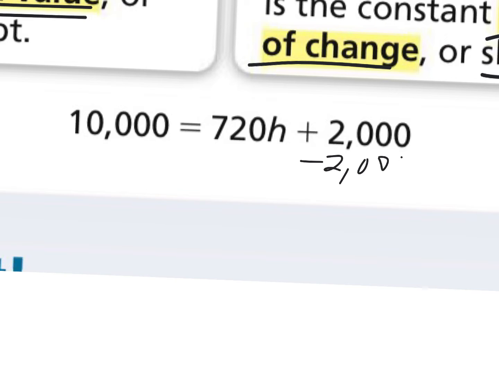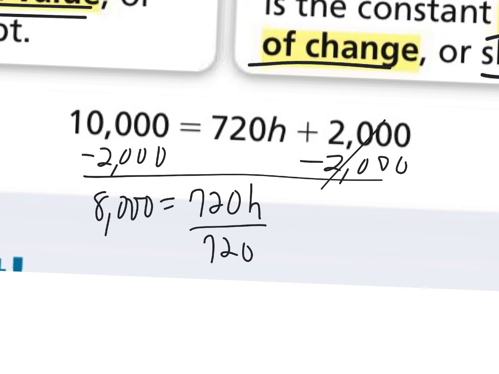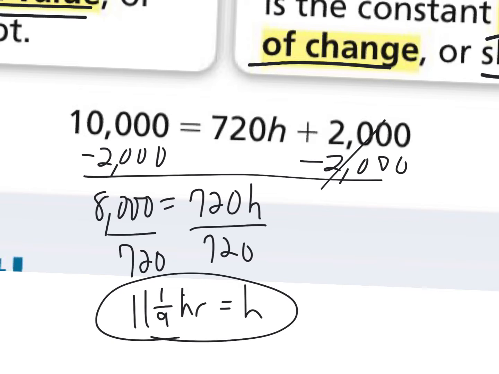And what we would do is just do the opposite operations like you've done. They're adding, so we could subtract 2,000. And then they're multiplying, so we could divide by 720. When you work this out and reduce it down, it's 11 1/9 hours. So it's going to take over 11 hours to pump this, at 720 gallons an hour. So it's going to take a while. It's a lot of water.